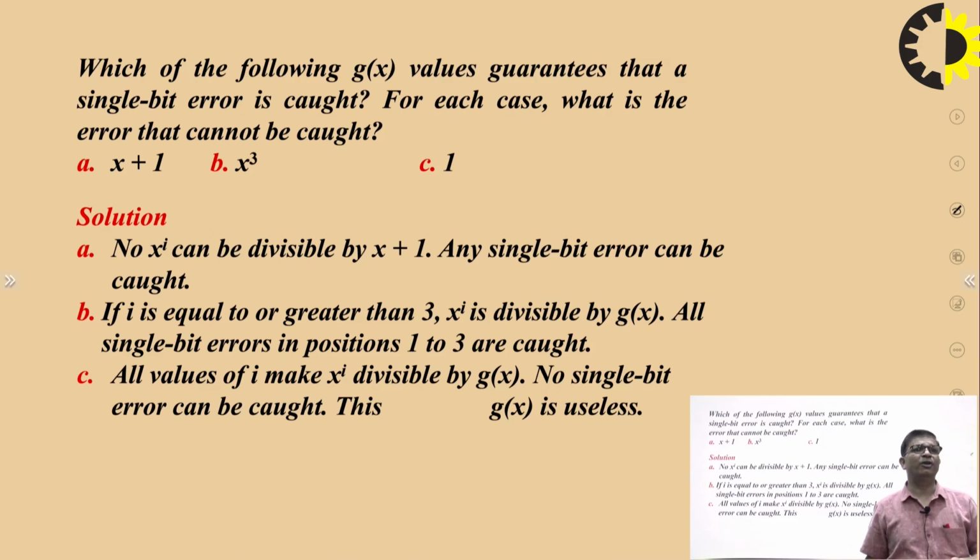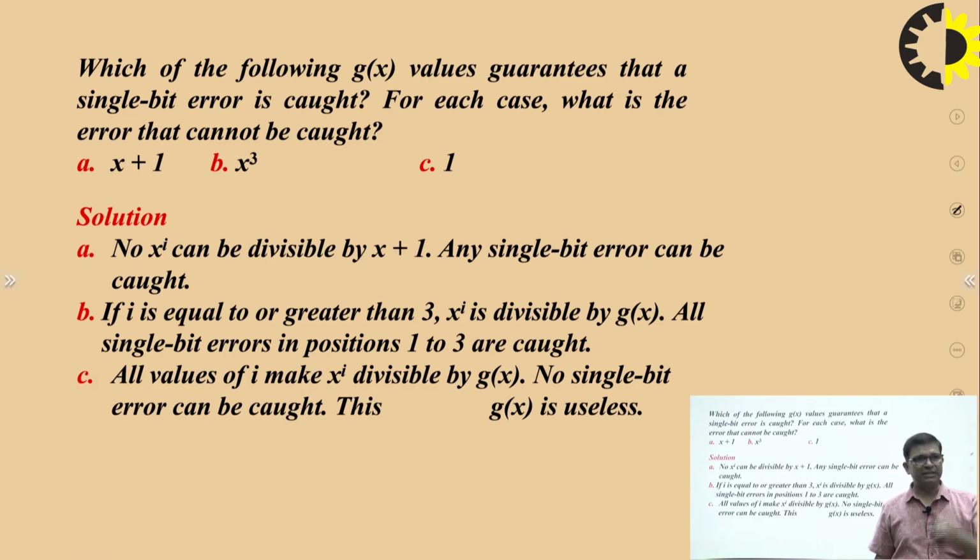Which of the following g(x) values guarantee that a single bit error can be caught? And for which is the error not caught? These are 3 examples. In the first, x to the power i can be divisible by x plus 1, so any single bit error can be caught. Second case, x to the power 3: if i is greater than or equal to 3, then x to the power i is divisible by g(x). All the single bit errors at positions 1, 2, 3 can be caught. In the third case, all values of i make x to the power i divisible by g(x), so this is not the case. No single bit error can be detected.